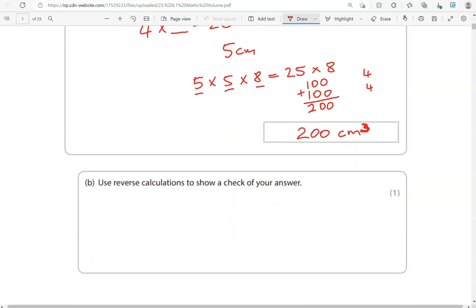Use reverse calculations to show a check of your answer. Reverse calculations means doing the opposite, going backwards. So we multiplied, now we're going to divide. So I'm going to do 200 divided by 8. How many 8s fit into 20? That is 2 of them. 2 lots of 8 gives us 16. So we have 4 remaining. How many 8s into 40? That is exactly 5. So that gives us 25, which shows that we've done the calculation correctly.